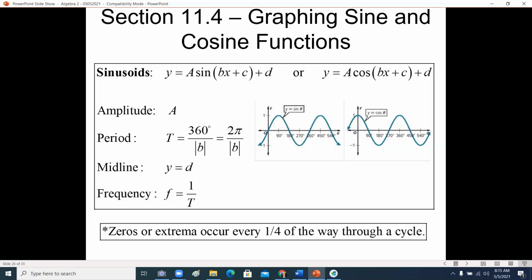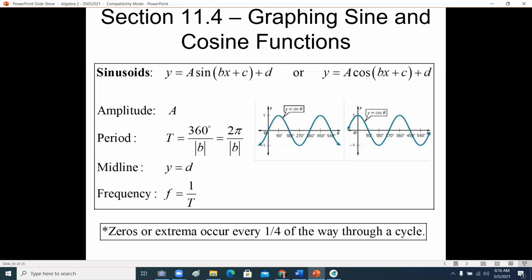Your period, how often does it repeat? Well, how long does it take to go all the way around a circle, guys? How many degrees are there all the way around the circle? 360, yeah. So normally, it would have a period of 360. That means how long it takes to repeat. Or in radian mode, all the way around is 2 pi. So you see these equations here for the period have 360 in them and 2 pi.